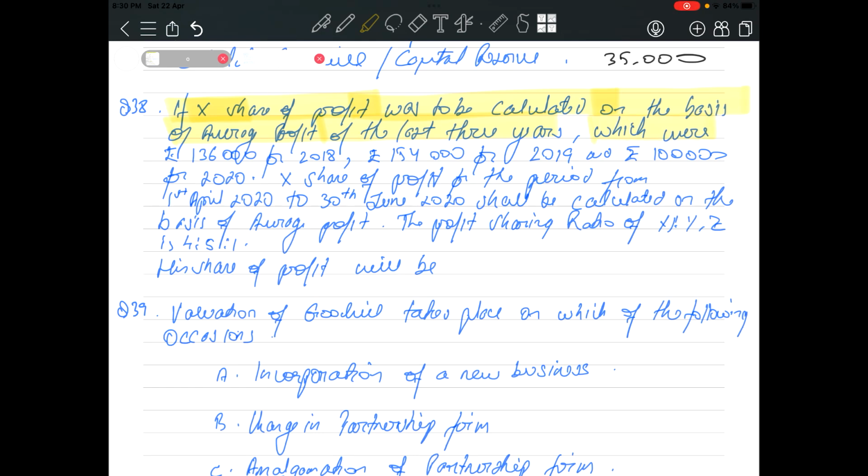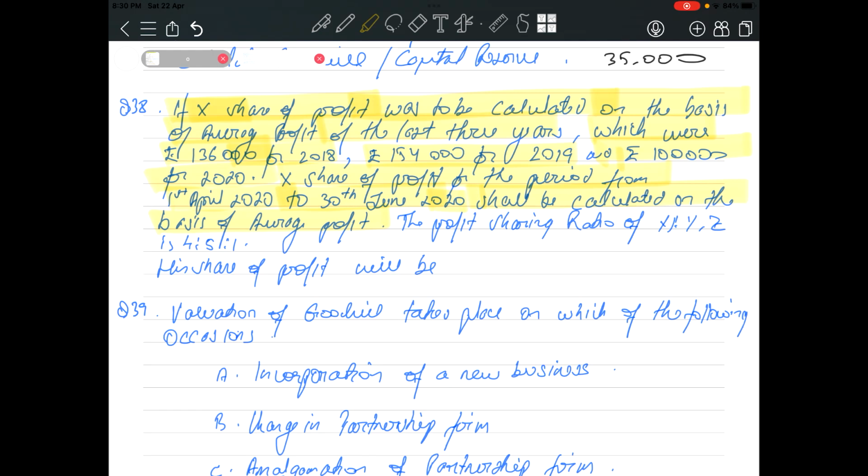The profits of the last 3 years were 1,36,000 for 2018, 1,54,000 for 2019, and 1 lakh for 2020. So we can calculate average profit with this. Now X's share of profit for the period from 1st April 2020 to 30th June 2020 shall be calculated on the basis of average profit.